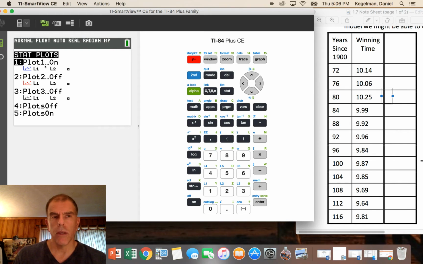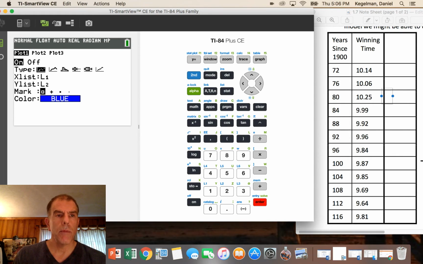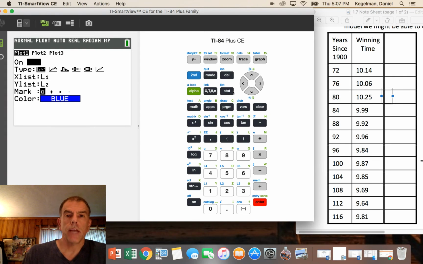If you want to change the settings or the mechanics of any of the stat plots, you hit enter, and now I'm in plot 1, which is highlighted, and right now it's blinking that it's on. If I wanted to turn this off for some reason, I'd scroll to off and hit enter, and the data would still be in my list, but it wouldn't be trying to graph it. The next line down is all the different types of plots we can create: bar graphs, connected dots, box and whiskers. So this first option, the scatter plot, is fine, and we're just going to leave it right there.